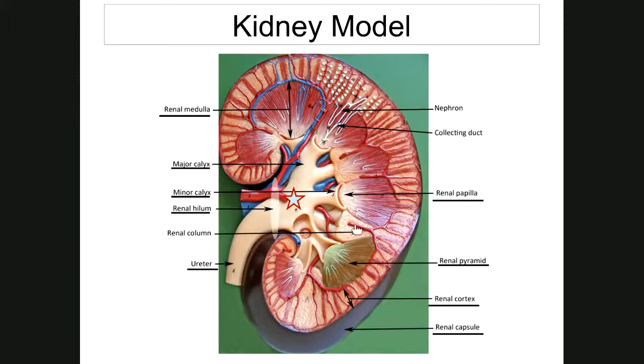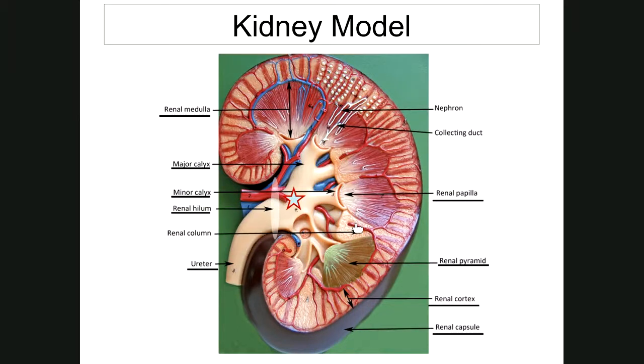Now here's a word you have to spell out called parenchyma. P-A-R-E-N-C-H-Y-M-A. Parenchyma, the functional portion of the kidney which contains the nephrons. That's going to be the cortex and renal pyramids area.